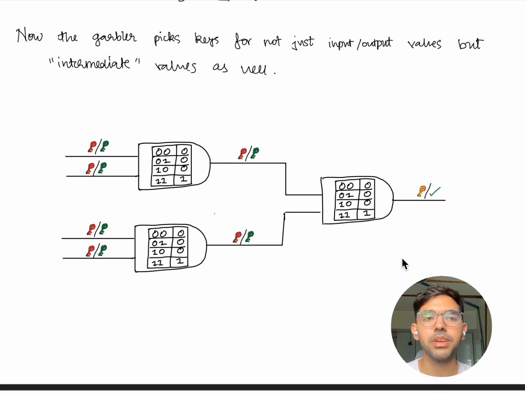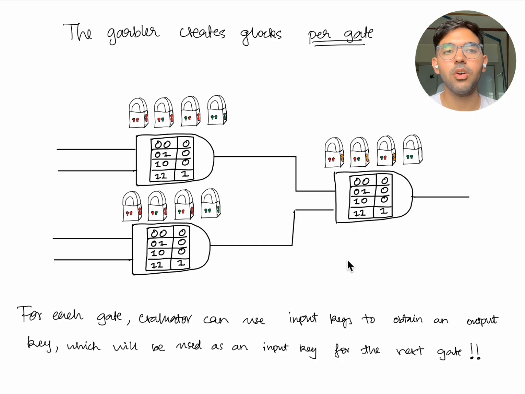Our goal is then for Glocks to propagate these keys or encoded values according to the logic of the gate. The key insight is that Glocks can now hold keys that are used to unlock other Glocks. In particular, the garbler creates four such Glocks per gate of the circuit and sends them to the evaluator. So, looking at the one on the top left here, the first three Glocks actually hold the red key for the output wire, and the last one holds the green key for the output wire. Now, what the evaluator can do is use input keys to obtain an output key per gate, use that as an input key for the next gate, and eventually reveal the golden key.